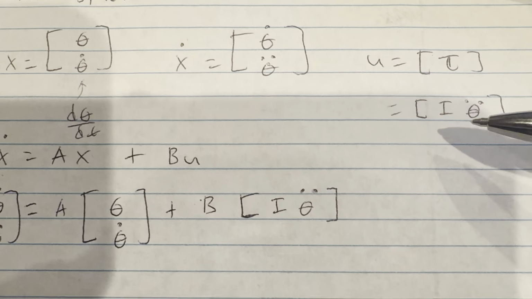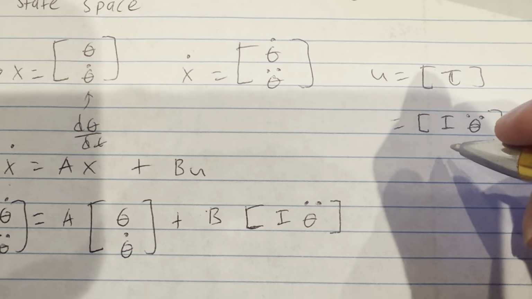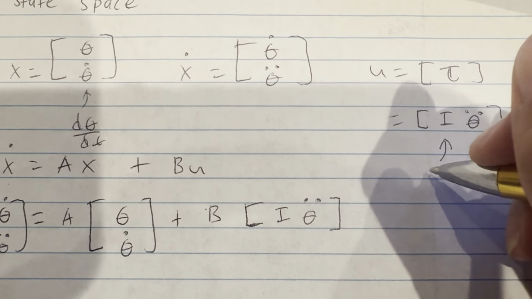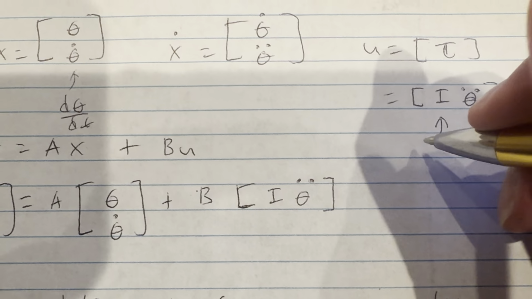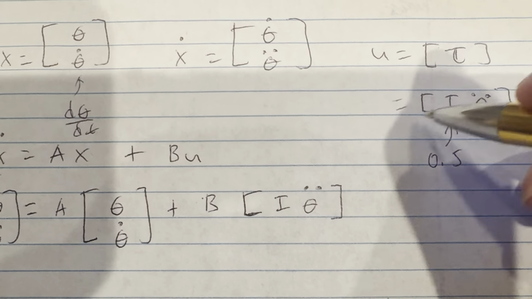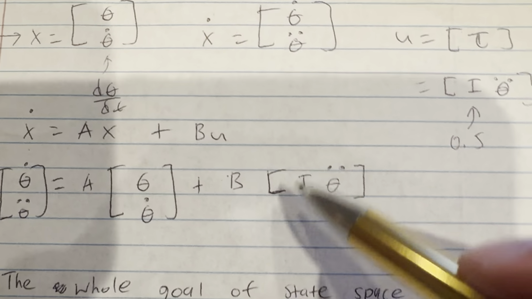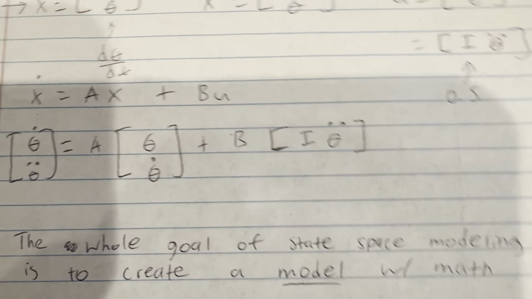And again, a quick refresher, this I here is just the moment of inertia. It's like mass, just a number. In your actual homework, I think it's something like 0.5. But I'm going to leave it as I because I'll show you why that matters later. It's just a variable, so treat it like mass or something, okay?